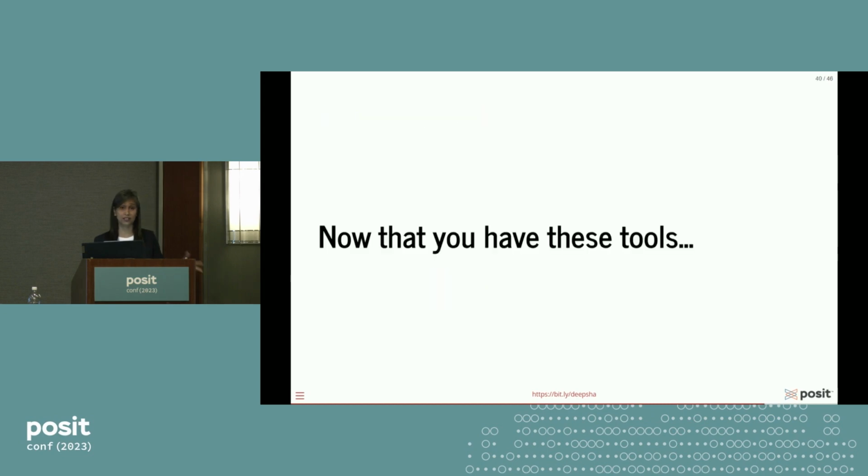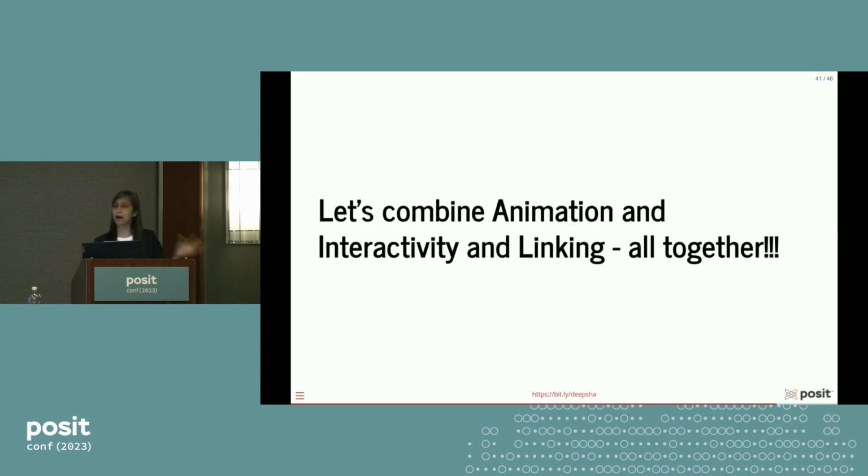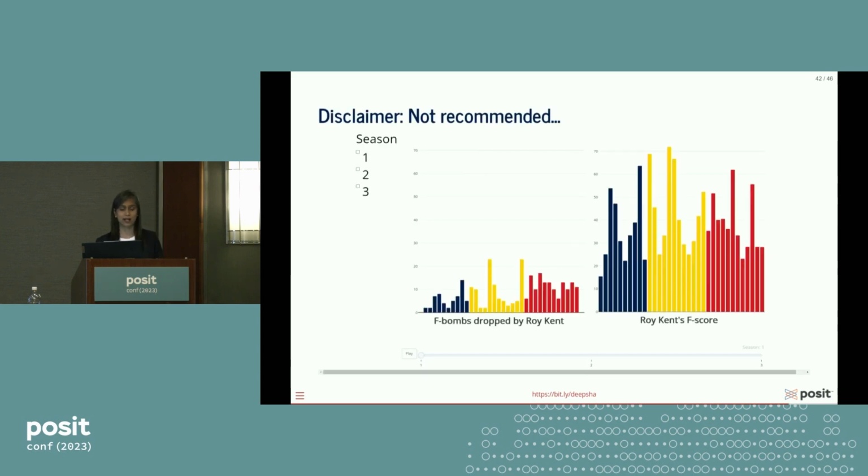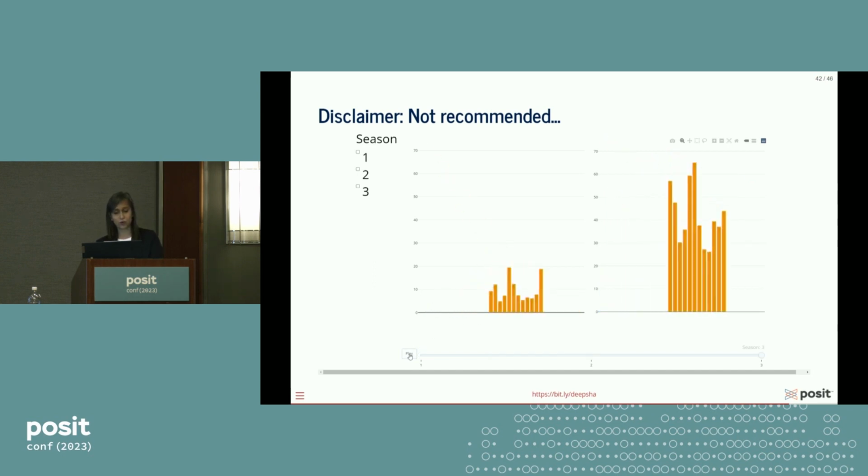Now that you have all of these amazing tools for animation, interactivity, and linking, let's combine all of it in one plot. In other words, don't do that unless needed. So I'm going to still show an example. Here, I wanted to animate F count and F scores side by side and see if the trend over seasons is similar. So I can add animation season over season.